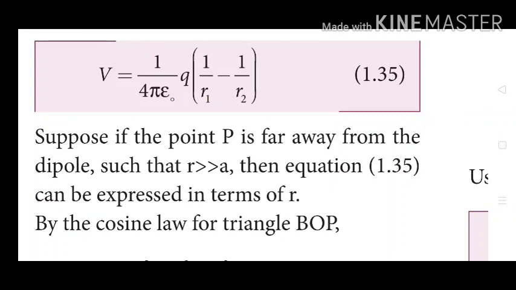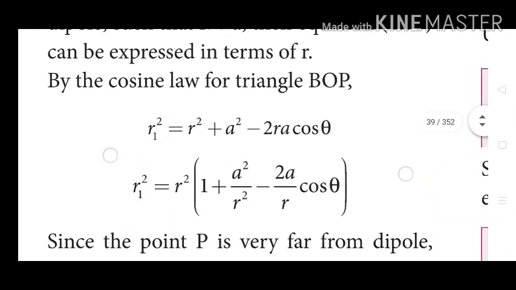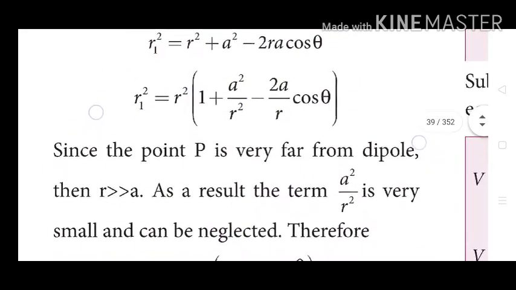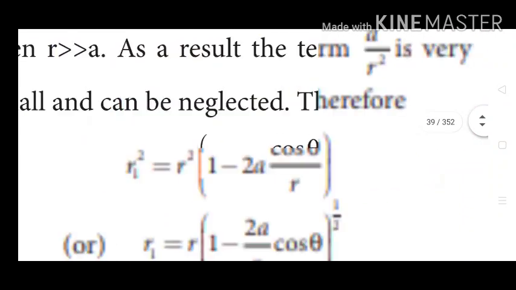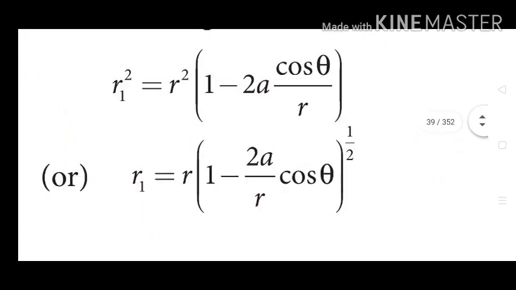Suppose the point P is far away from the dipole such that R is very much greater than A. Then we are going to use the cosine law to find the value of 1 by R1. From the diagram, in triangle BOP, R1 square is equal to R square plus A square minus 2RA cos theta. So R1 square is equal to R square times (1 plus A square by R square minus 2A by R cos theta). Since point P is very far away from the dipole, A square by R square is very small and can be neglected. Therefore, R1 square is equal to R square times (1 minus 2A cos theta by R).